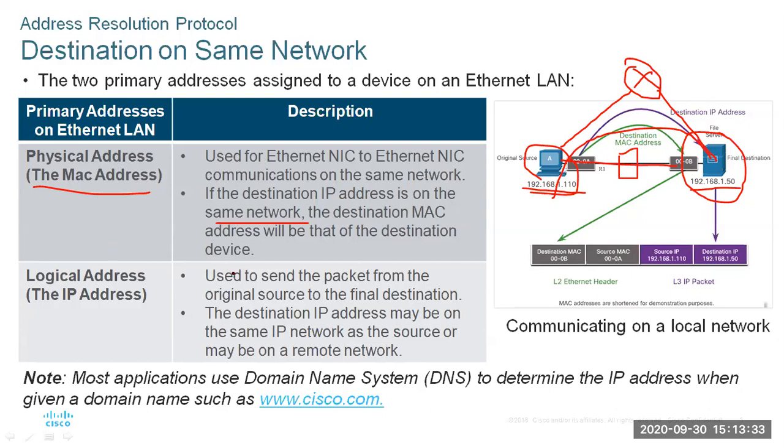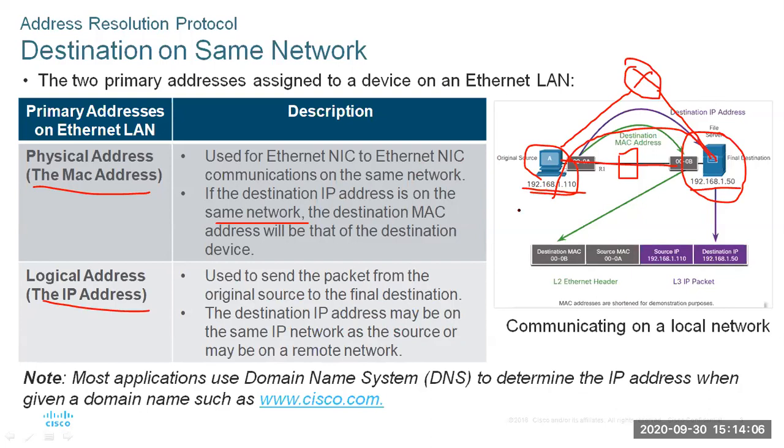Now, the logical address is used to send packets from the original source to the final destination. The logical address is the IP address. The destination IP address may be on the same IP network as the source or may be on a remote network. So the IP address is used to identify the source and the destination device.